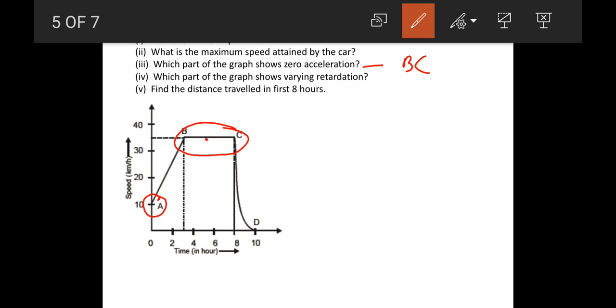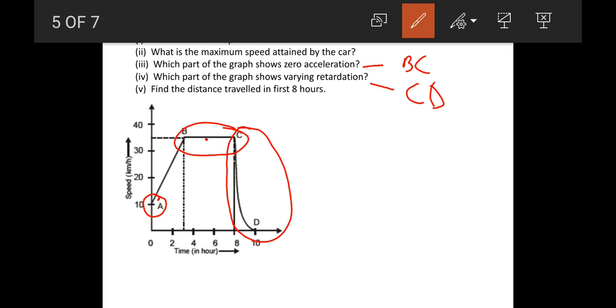Okay, fourth question: which part of the graph shows varying retardation? It is not uniform acceleration. So the non-uniform part of this graph is, yes, CD. So the answer of this is CD.